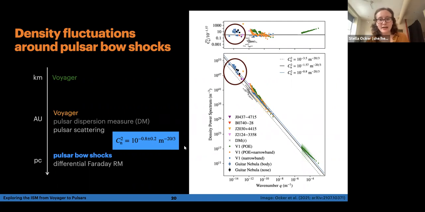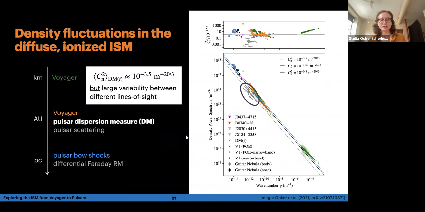But I do want to emphasize that actually these large spectral amplitudes, which we see not only around pulsar bow shocks, but also in the very local ISM probed by Voyager, are not really unique when you consider the large scale variability of turbulence throughout the ISM. And so one of the ways that we can characterize turbulence across the diffuse ISM is using other remote observations of pulsars, particularly pulsar dispersion and scattering.